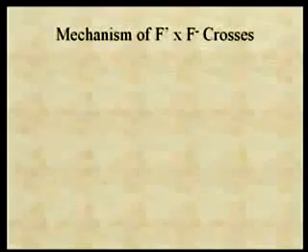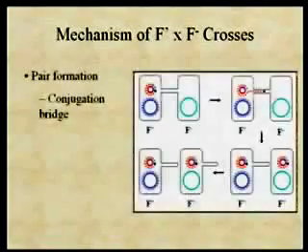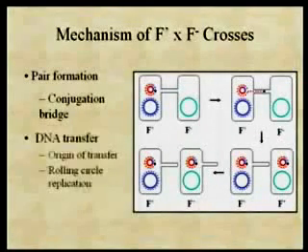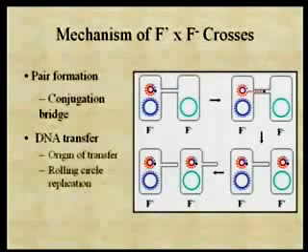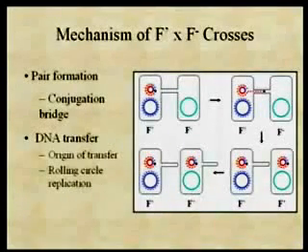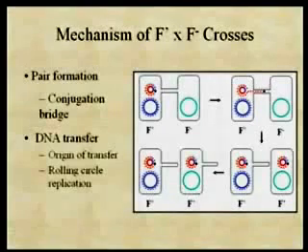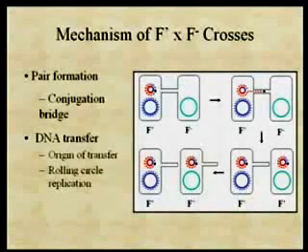All right. The next type of cross, F prime by F minus crosses. Again, conjugation bridge formation, DNA transfer, again, the same mechanism, rolling circle replication. But now the F factor is autonomous again. And so it gets transferred into the recipient. Since this is a small piece of DNA, relatively speaking, as compared to the chromosome, obviously it gets transferred pretty rapidly, and eventually the mating pairs are disrupted.